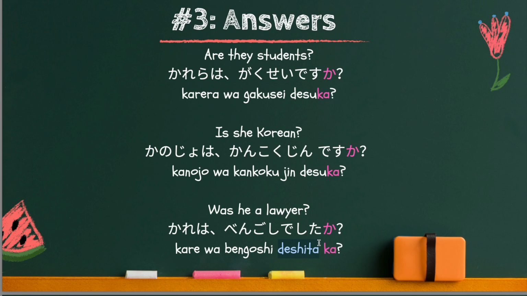So now please repeat after me. 彼らは学生ですか?彼女は韓国人ですか?彼は弁護士でしたか?